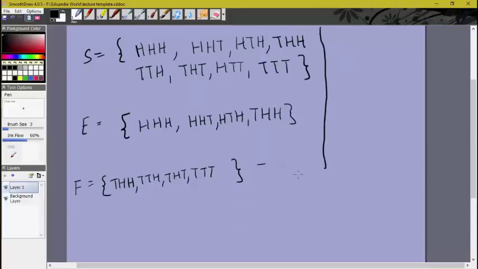So now there are two other things which we can look at. One which will not be useful in this example is E union F. We know what that is. That will be the set involving all the elements of these two sets. If you look at it closely, there is one element which is common, THH, so we don't need to repeat that.